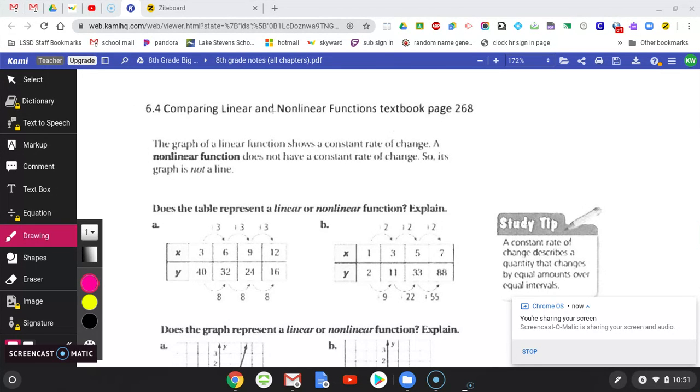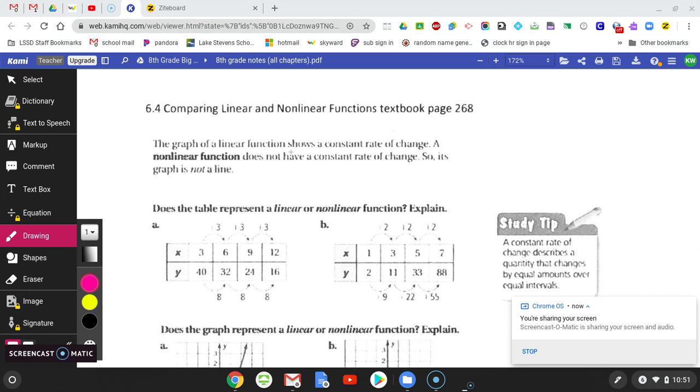6.4, comparing linear versus nonlinear functions. So we know linear and nonlinear. Well, linear, what do you think is going to be a straight line, and nonlinear is going to not be a straight line. And we know they're both going to be functions. Functions means each input goes to only one output.